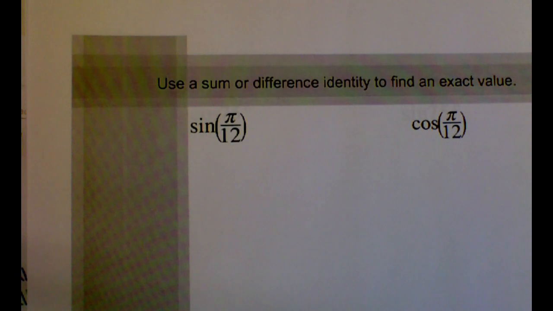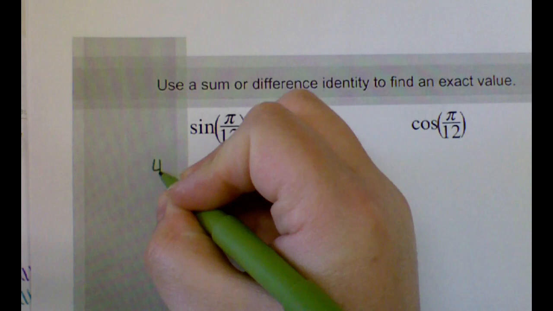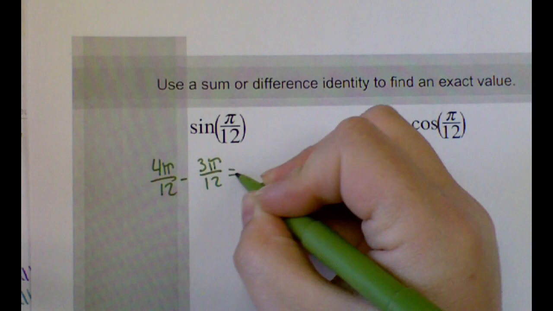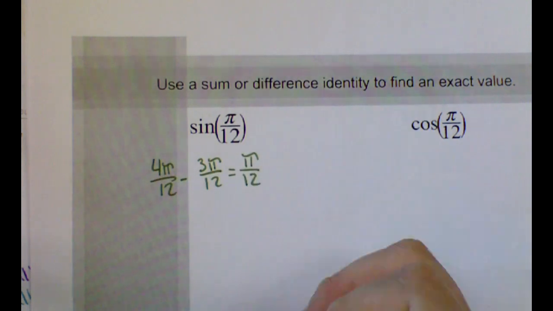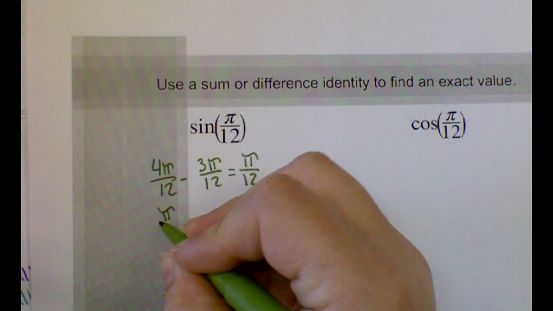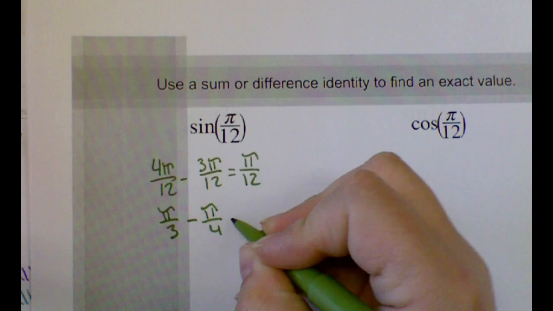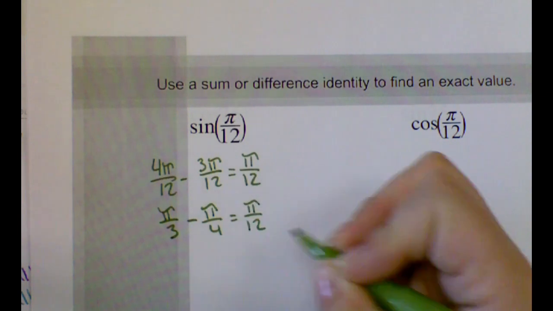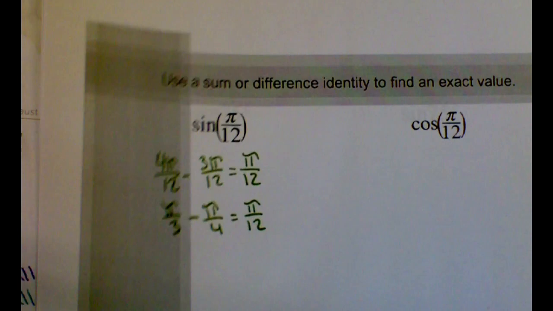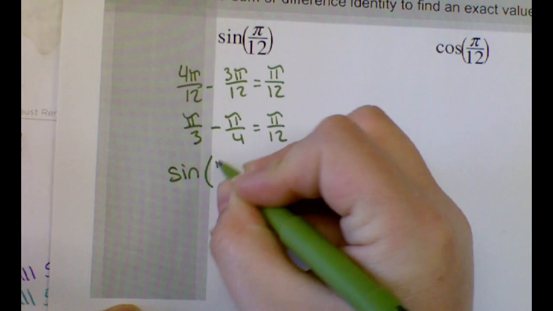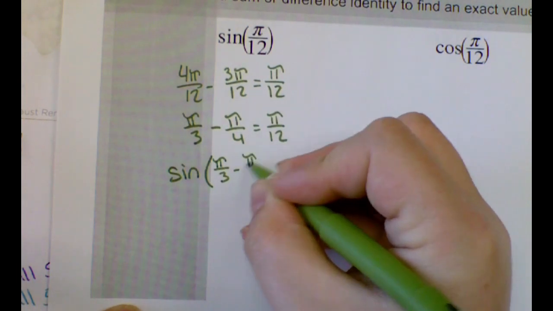But I do know that I could find two values that are on the unit circle that add or subtract to pi over 12. I happen to know that 4 pi over 12 minus 3 pi over 12 indeed makes pi over 12. And 4 pi over 12 is actually pi over 3 when I simplify it. 3 pi over 12 is pi over 4. So I can subtract pi over 3 minus pi over 4. So I want sine. So I'm going to write the sine of pi over 3 minus pi over 4.